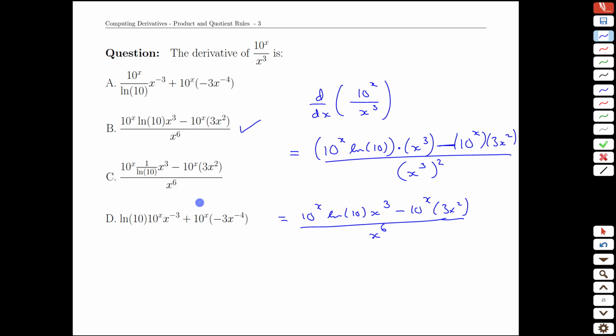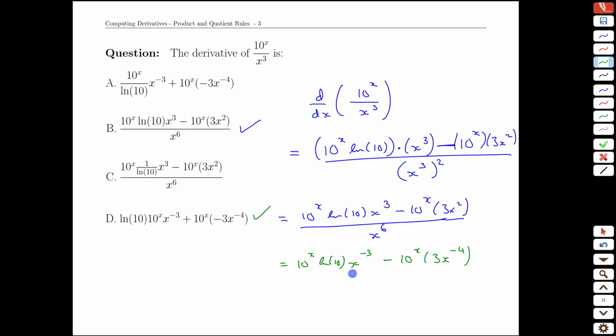It's also worth noting that d, if you look carefully at this, is actually equivalent to b. If you take a look at each of these terms separately and look at the x to the 6 dividing the x to the 3, we end up with x to the negative 3, 10 to the x ln 10. And when we have x squared over x to the 6, we end up with 3x to the negative 4. Now that is another way we can take the derivative. So this answer here is equally correct.